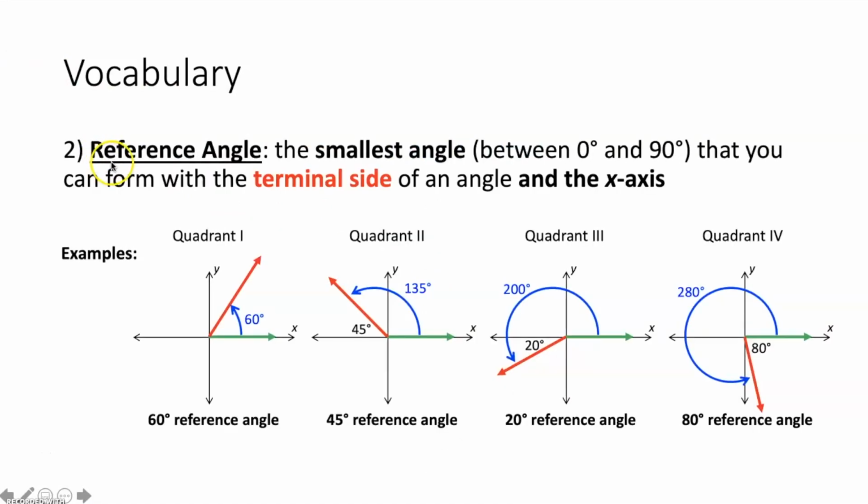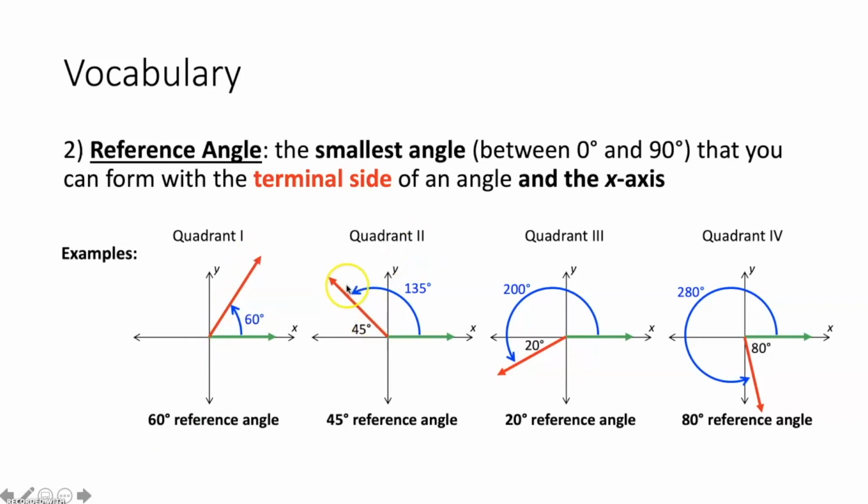Second vocabulary term is a reference angle. That would be the smallest angle between 0 degrees and 90 degrees that you can form with the terminal side of an angle and the x-axis. So down here we have 4 different examples, and these examples are just going to show you how to create a reference angle based on which quadrant your terminal side ends up in. If the terminal side of your angle is in quadrant 1, then your reference angle is just going to be this angle right here, which would be 60 degrees. Remember, it's the angle formed with the terminal side of your angle and the x-axis.